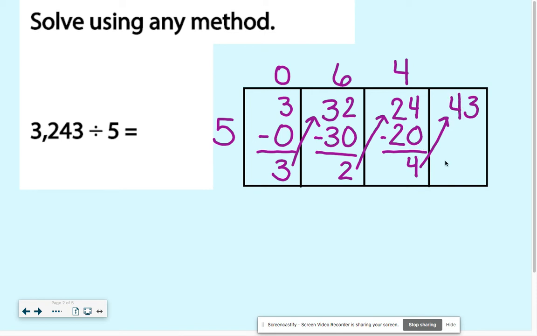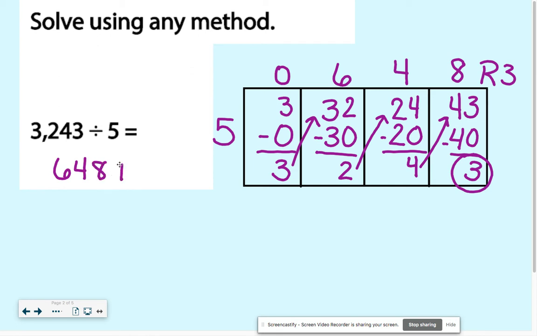How many 5s go into 43 without going over? We get 8. 8 times 5 is 40. We subtract. We get 3. 3 is smaller than 5, so we know that worked. Now there's no more boxes, there's no more digits. So the last amount that you were left with is your remainder. So our answer for this problem is 648, remainder 3.